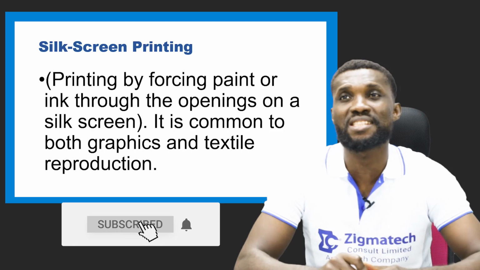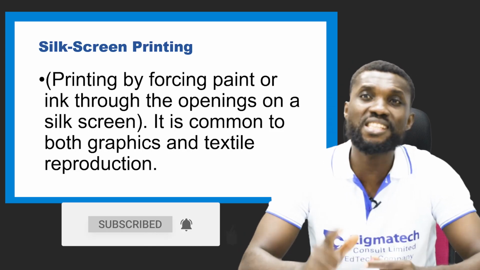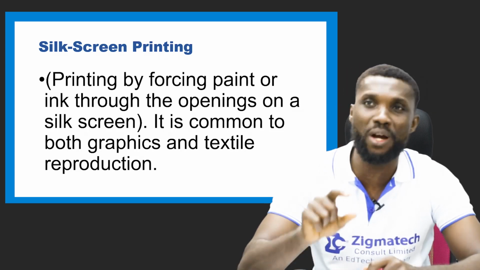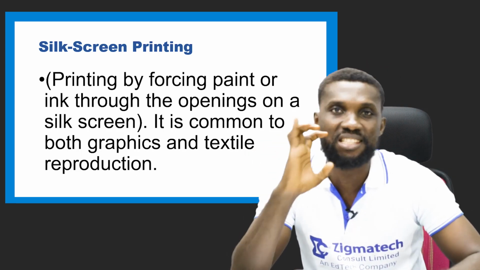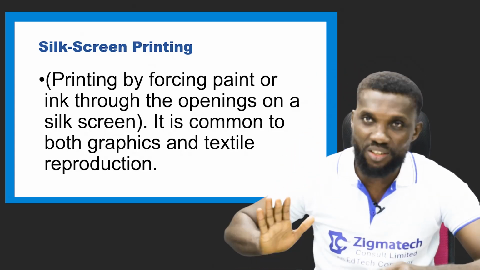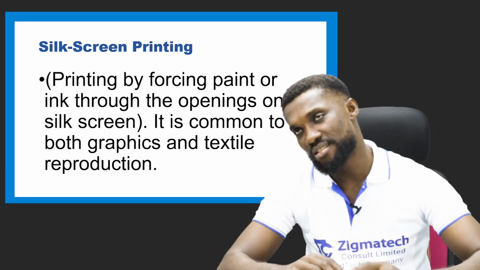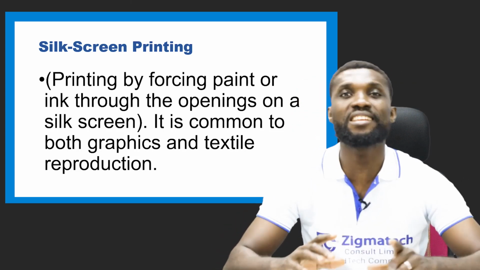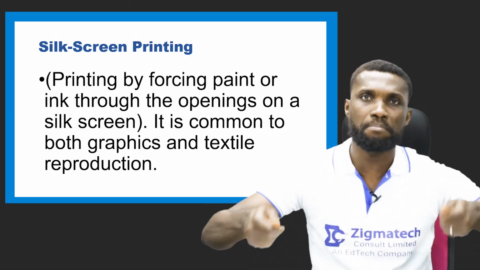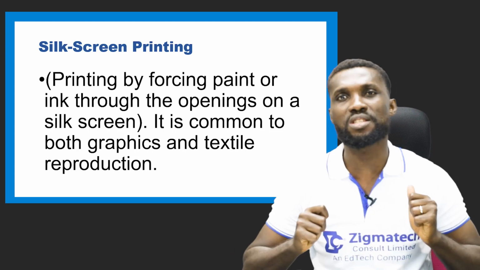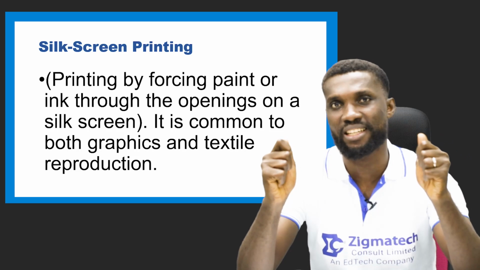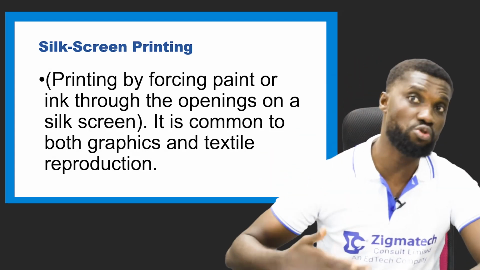The next one we'll talk about is silk screen printing. Printing by forcing paint or ink through the openings on a silk screen is known as silk screen printing. The art of forcing paint or ink through openings on a silk screen is known as what? Silk screen printing. However, there is what is known as the mesh. The mesh is what holds the screen and the silk screen. As we proceed, I'm going to show you all that so you understand.